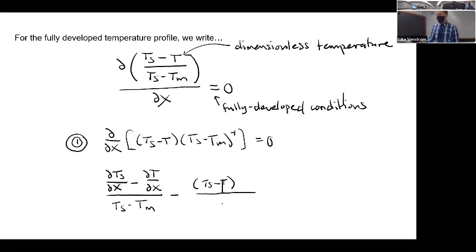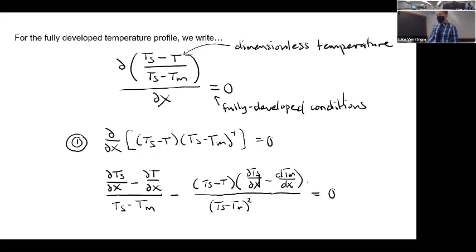And now I have to do another chain rule, because I really have the derivative of 1 over something. So I've got to take the derivative of the total thing. It's like the derivative of x to the minus 1. So I'm going to end up with, that's where the minus comes from, this thing over (Ts minus Tm) squared times the derivative of the stuff on the inside. So dTs dx minus dTm dx. All of that's got to be equal to 0.